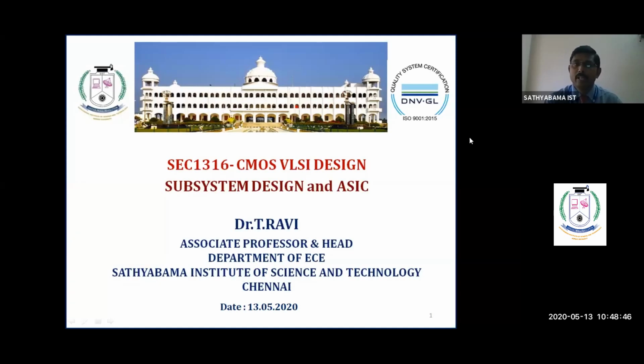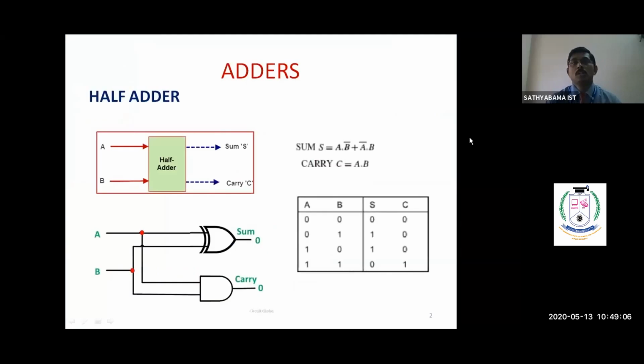Suppose you take any system, the subsystems may be adders, multipliers, registers, shifters, memory, or any PLDs, programmable logic devices. These are the major subsystems of the main system. We are going to start with the basic adder, and the basic adder is nothing but the half adder.